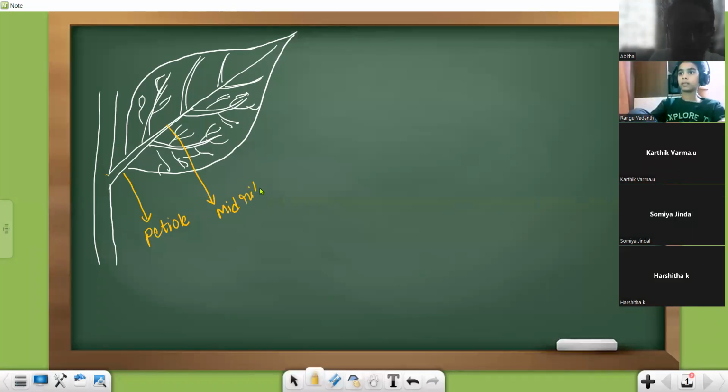Midrib. Okay, the stalk is called the petiole and the single line in the center is called the midrib. The total surface is called the lamina, the exposed part. And the fine thread-like structures that arise from the midrib are veins. Okay, so this is the structure of a leaf.